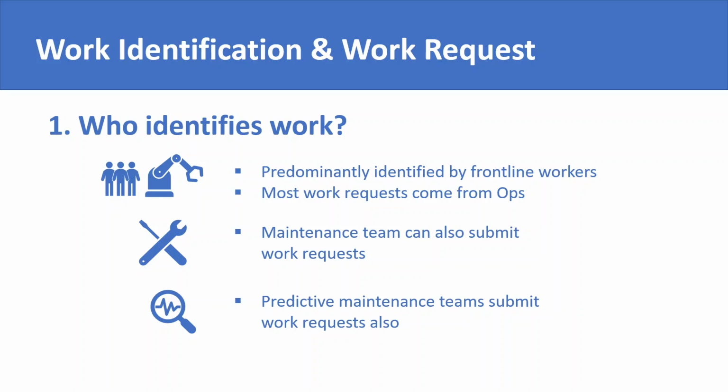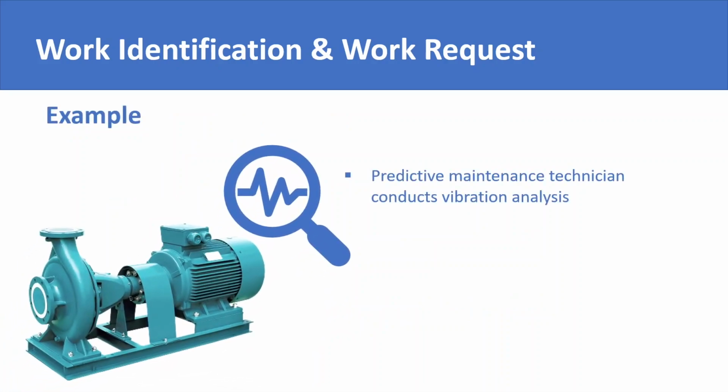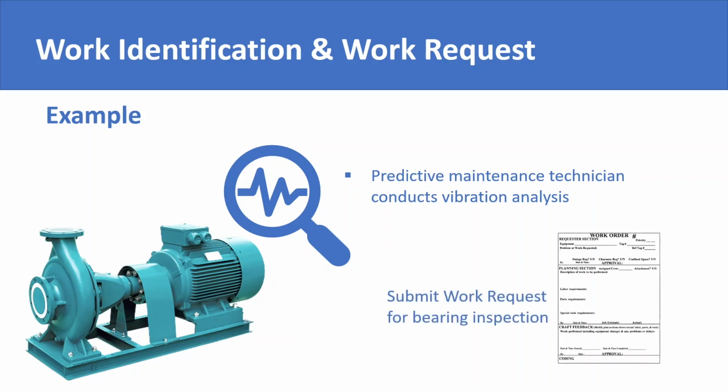However, they do not do the repairs and rectifications themselves. They only identify work. For example, a predictive maintenance technician may measure the vibrations of a pump. If the vibration readings indicate an impending failure, he will submit a work request form for inspection and replacement of, say, pumps, motors, bearings. From there on, the work request will follow the same route as any other work request.